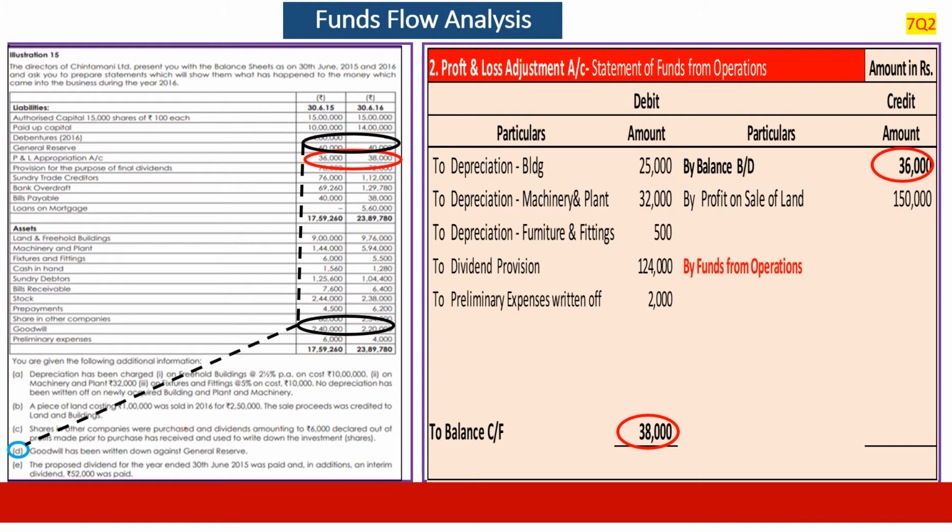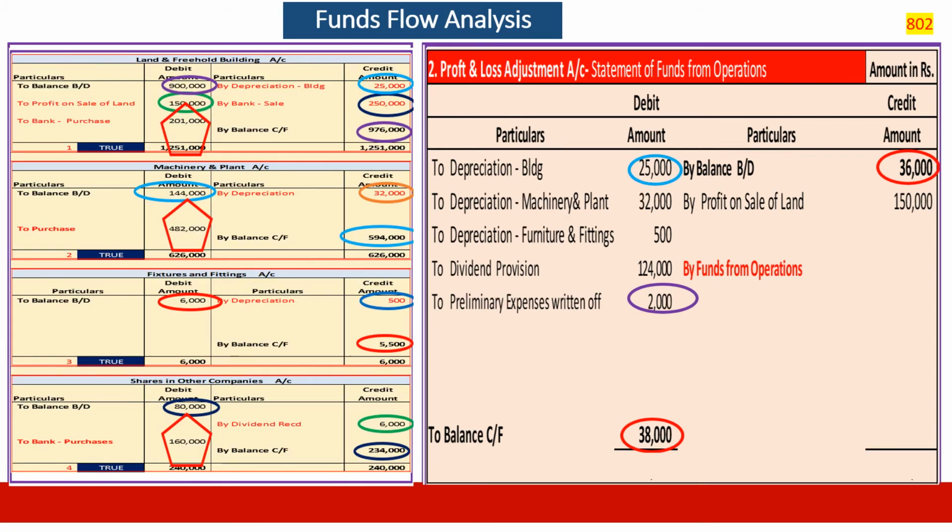Increase in one asset, decrease in one asset, decrease in one liability. That sets off each other. Doesn't affect profit and loss adjustment account as such. Then we have got preliminary expenses written down from 6,000 to 4,000, 2,000 rupees. We take it into account. Then we go to adjustment accounts to take the balance items.